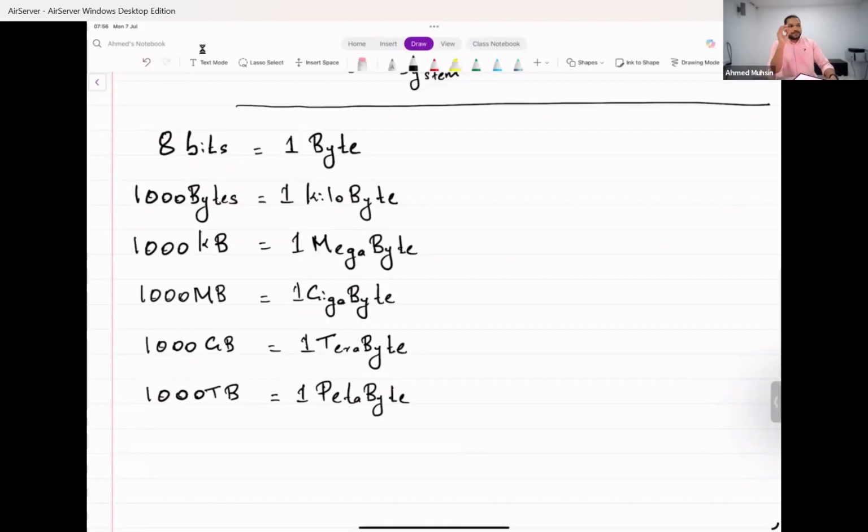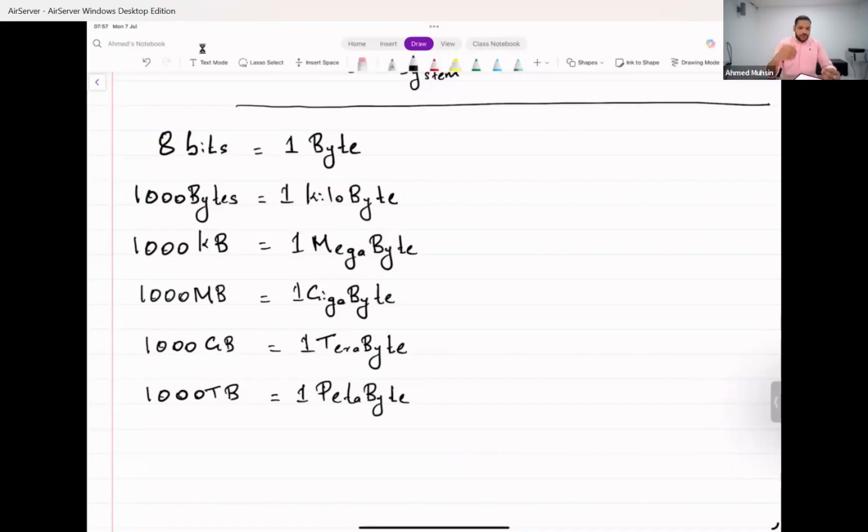Can you guys get these down? So you have 8 bits, which is equal to 1 byte. If you put 1000 bytes together, you get 1 kilobyte. If you put 1000 kilobytes together, you get 1 megabyte. Okay, and so on.